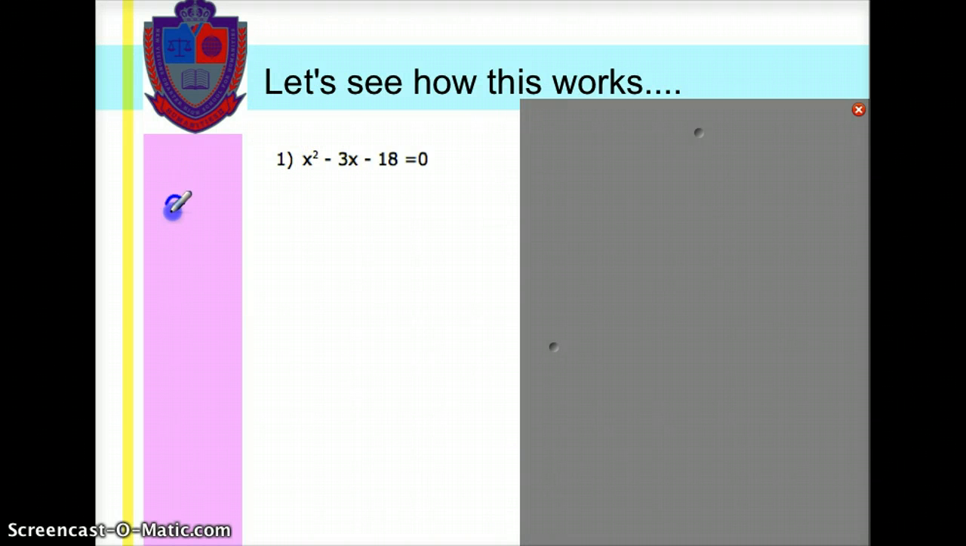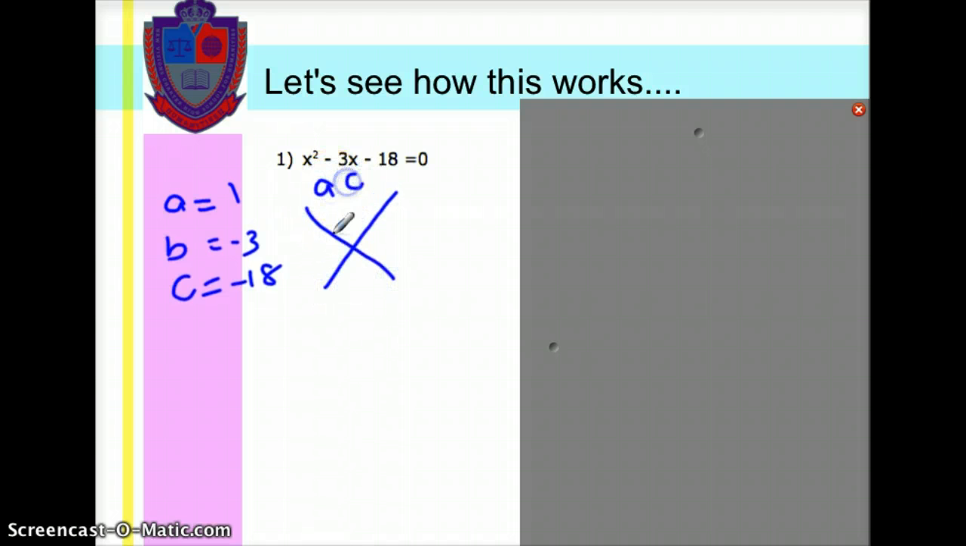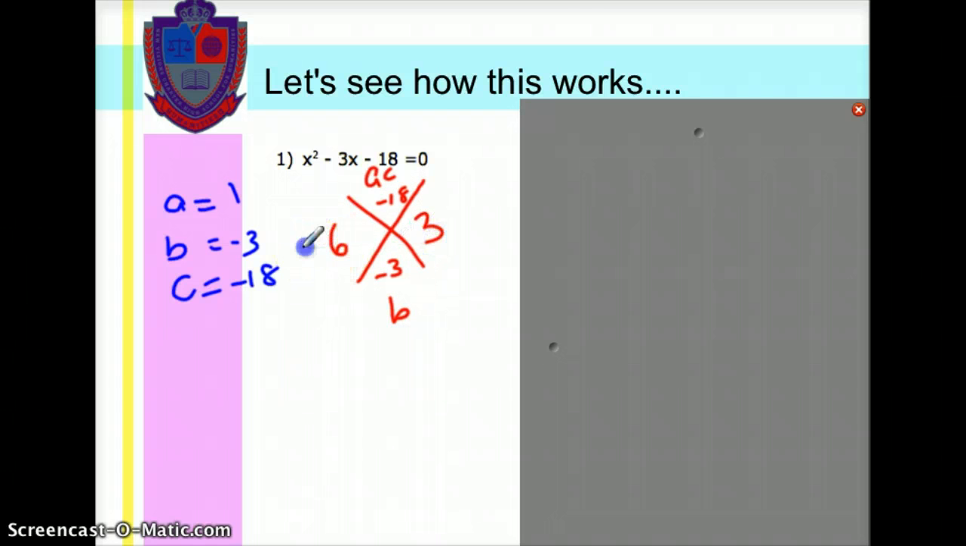Let's see how this goes. A, B, C. 1, -3, C is -18. Remember the X method. A times C at the top, which is -18, and my B term, -3, at the bottom. So two numbers, when I multiply them, I get -18, but when I add them, I get -3. Perfect. 6 and 3, but the negative goes on the 6. AC is at the top, -18, -3, and it's 6 and 3, but the negative goes on the 6.